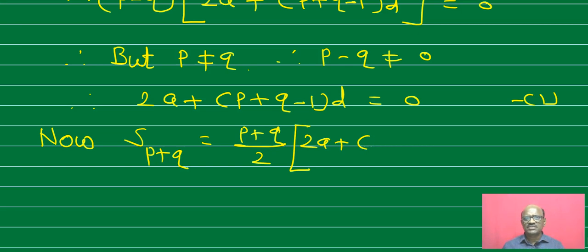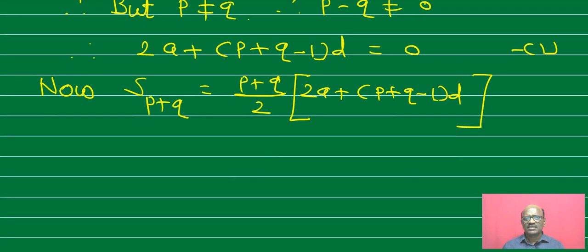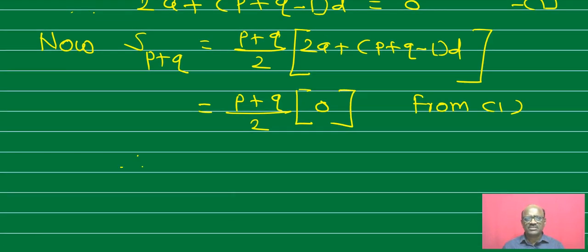2a plus in bracket p plus q minus 1 into d. Therefore, substitute the value of 2a plus p plus q minus 1 into d, and that is 0, and therefore the sum of the p plus q terms is 0.